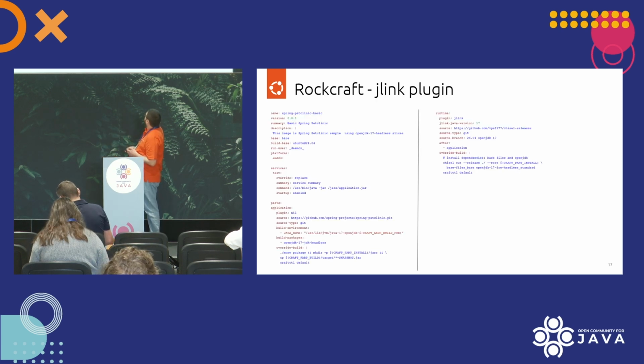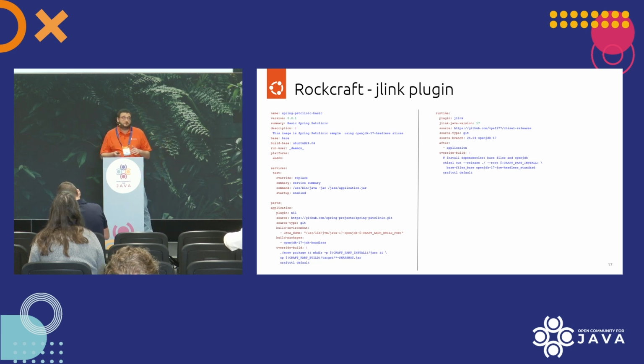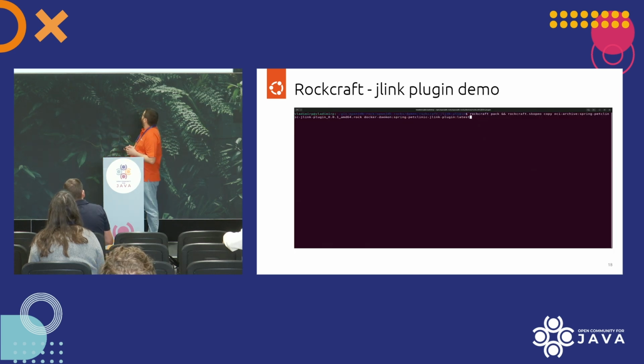So if we are using the JLink plugin, then this thing becomes much smaller. In this example, I'm using a private branch to provide dependencies. If I'm not using the private branch, then it would be fully declarative. I will say stage packages and names of the slices. So there is no scripting involved at all. And if we build the thing, then we arrive at the same 186 megabytes that we had with Chiseled JRE.